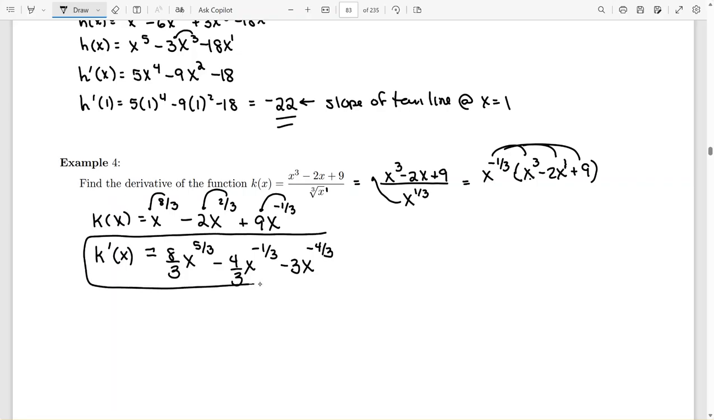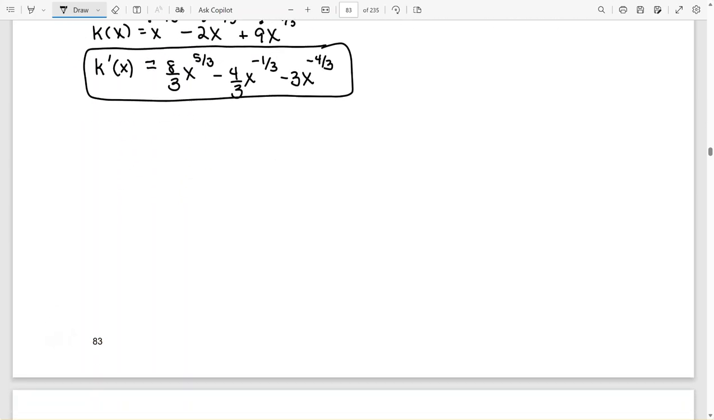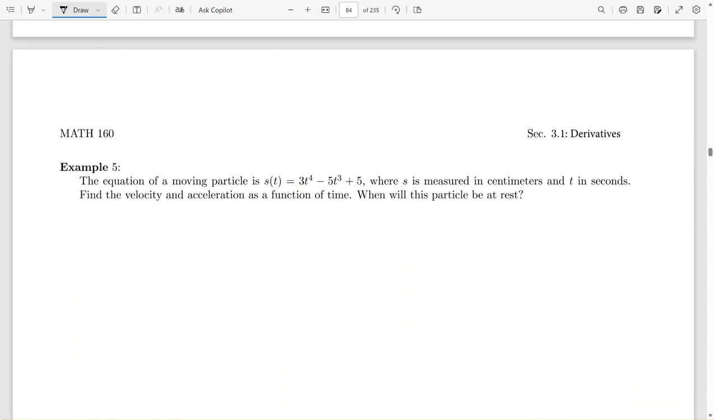The calculus is not hard. The arithmetic will screw students up. So make sure that if you're not great with your fractions, get good with your calculator and convert back to fractions.